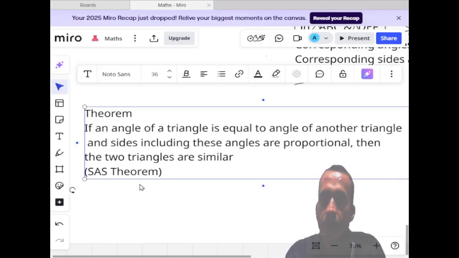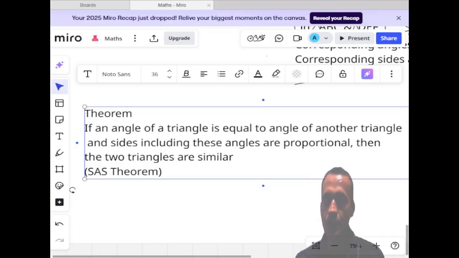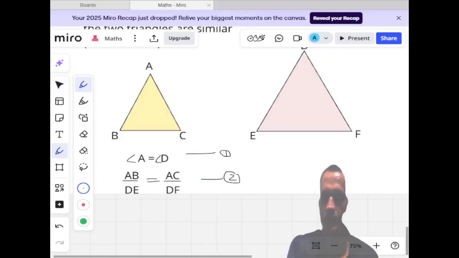So what this theorem says is that if one angle of a triangle is equal to an angle of another, and the sides including these angles are proportional, then the two triangles are similar. So let us see in the figure or diagram what this theorem says.